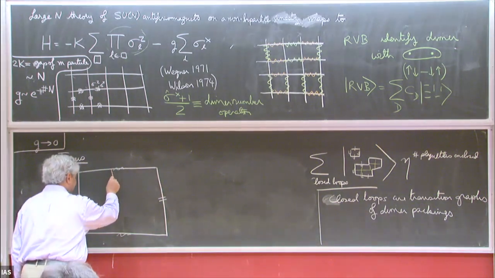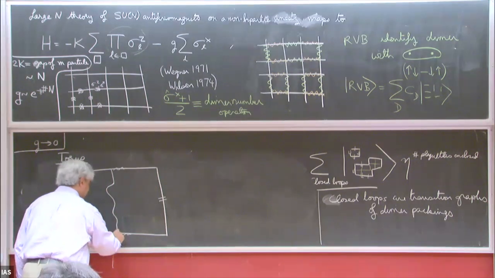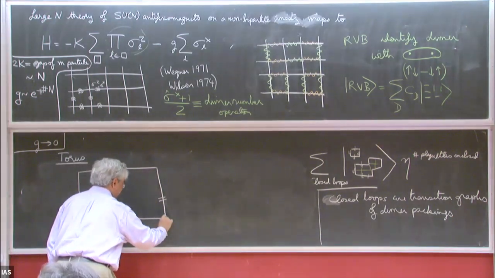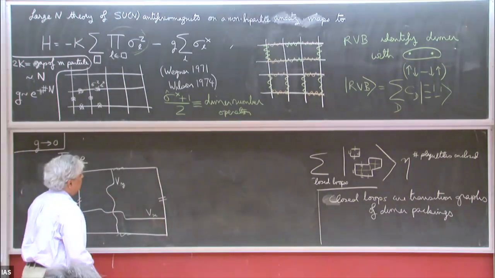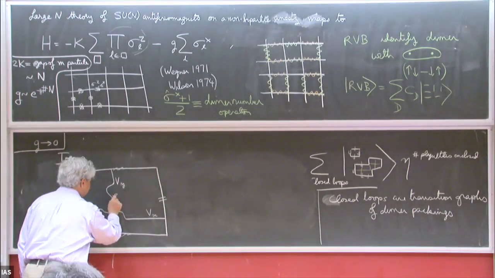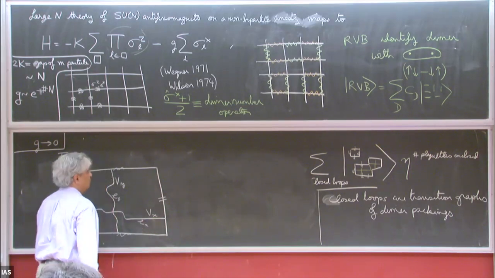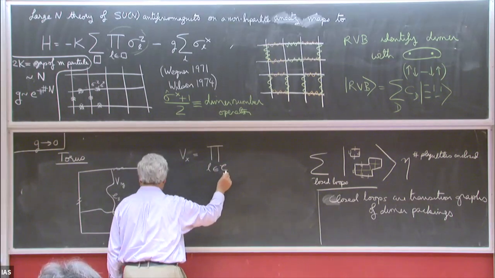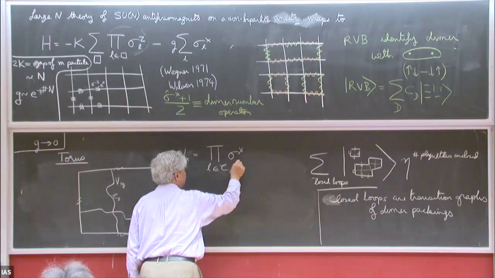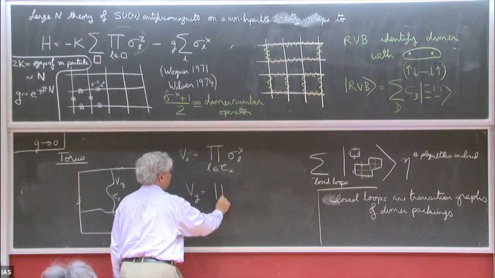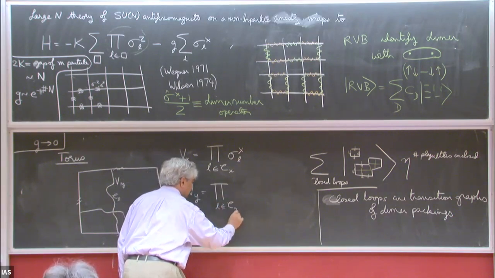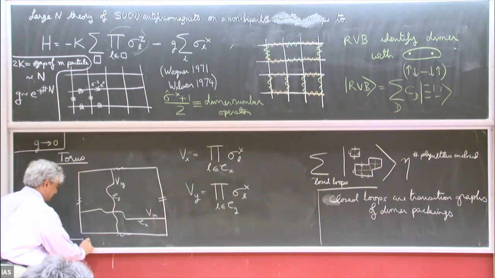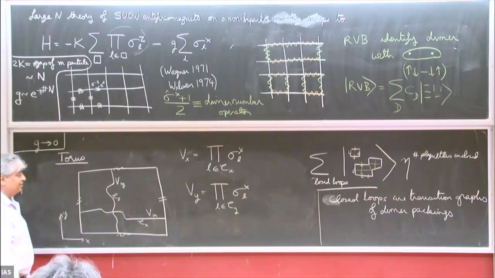You take some line, it doesn't matter which line, because the G operator can move it. So you take some line crossing this way, and this will be the operator Vx. And there'll be another operator going this way, which will be Vy. So this is some line, I'm going to call that the curve Cy. This is the curve Cx. So Vx will be the product over l on the curve Cx of the sigma x operator. And Vy is the product over l belonging to Cy of the same sigma x operator. x and y here refer to the spatial directions, x and y, not the x and y of the qubits. They have no connection with each other.